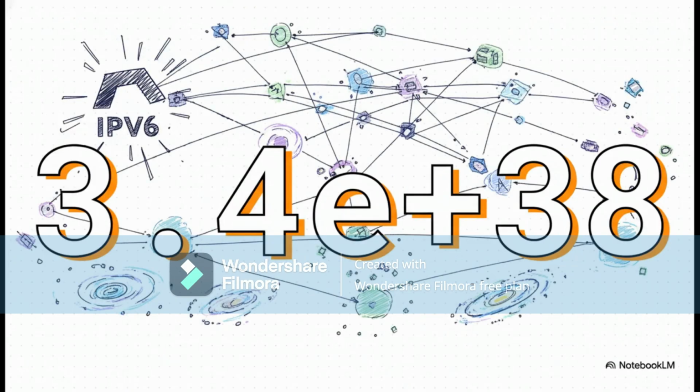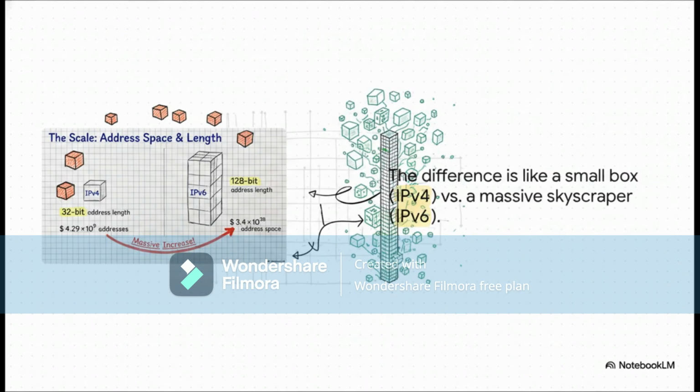And then came the solution, IPv6. And the number of addresses it has is, well, it's just astronomical. It's 340 followed by 36 zeros. To put it simply, that number is so ridiculously massive, we will likely never, ever run out. This image really puts it into perspective.